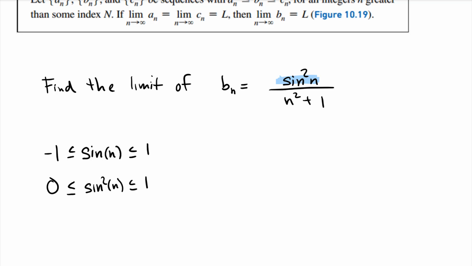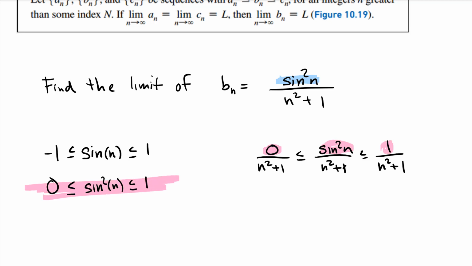All right, so let's go. Let's try and figure this out because we're just trying to find the limit. So I want to claim that 0 over n squared plus 1 is less than or equal to sine squared of n over n squared plus 1, which is less than or equal to 1 over n squared plus 1. And all I've done is just taken the numerators and set it up the way this is set up. You remember doing squeeze theorem.